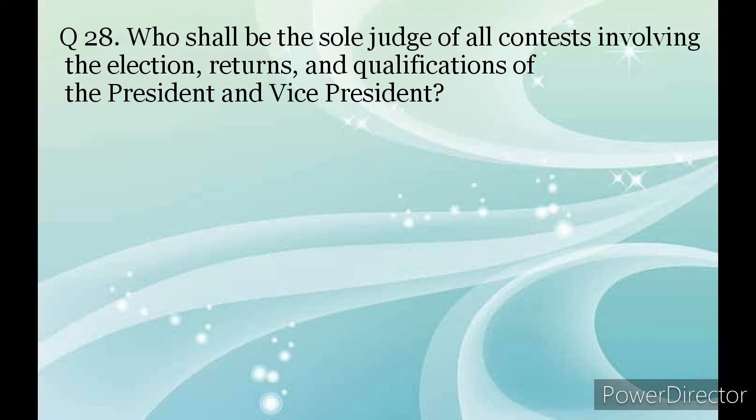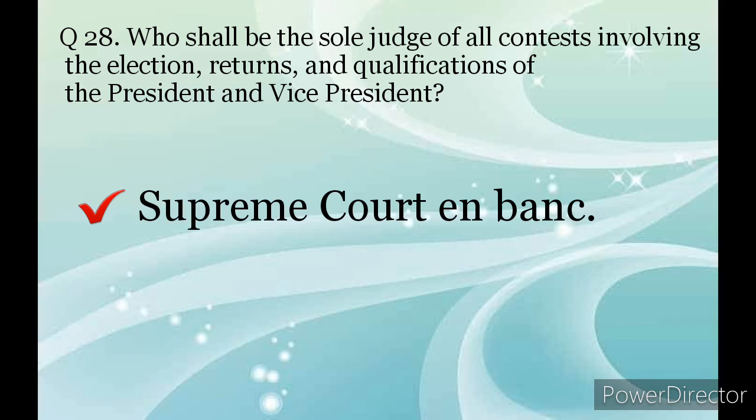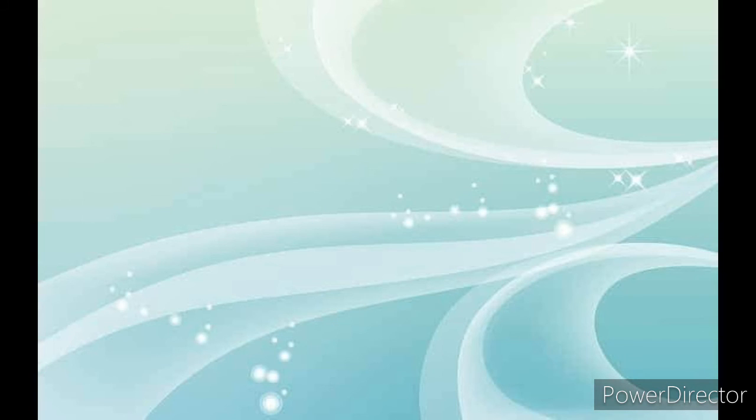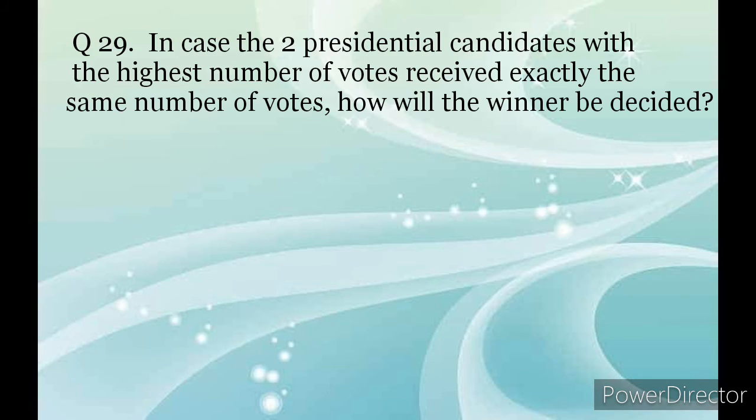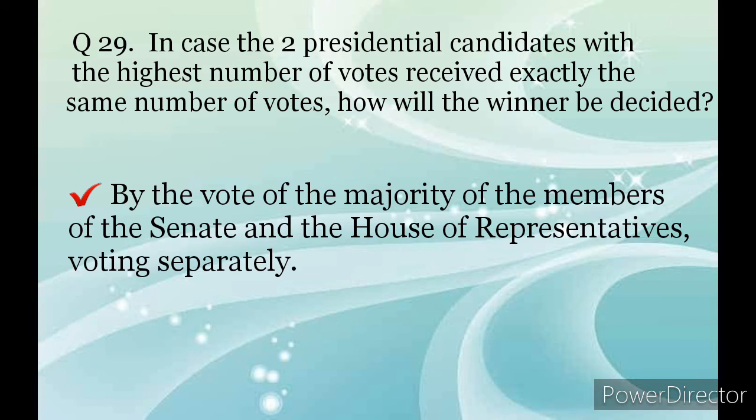Question 28. Who shall be the sole judge of all contests involving the election, returns, and qualifications of the President and Vice President? Answer. Supreme Court en banc. Question 29. In case the 2 presidential candidates with the highest number of votes received exactly the same number of votes, how will the winner be decided? Answer. By the vote of the majority of the members of the Senate and the House of Representatives, voting separately.